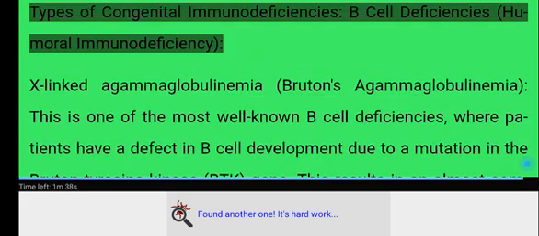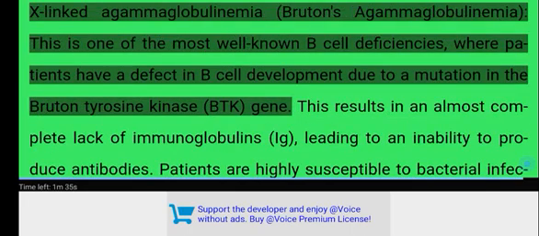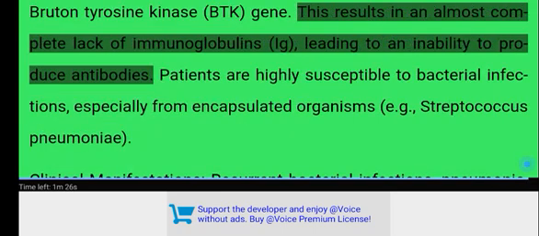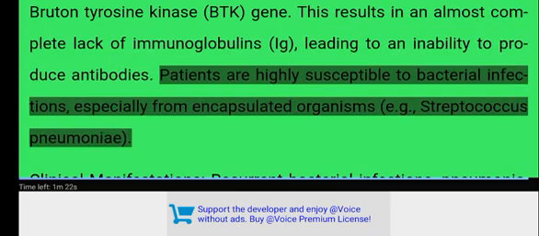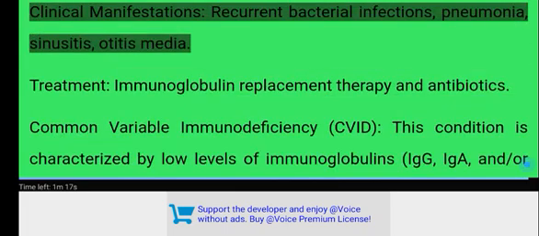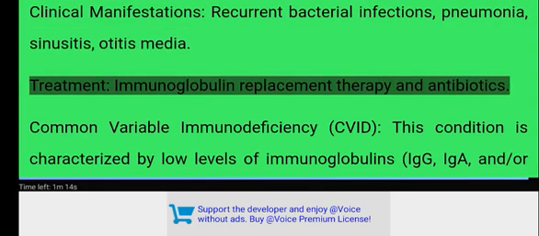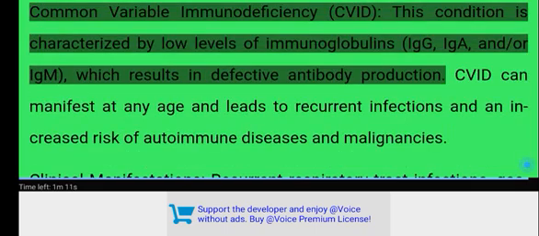Types of congenital immunodeficiencies: B cell deficiencies, humoral immunodeficiency. X-linked agammaglobulinemia, Bruton's agammaglobulinemia. This is one of the most well-known B cell deficiencies, where patients have a defect in B cell development due to a mutation in the Bruton tyrosine kinase (BTK) gene. This results in an almost complete lack of immunoglobulins (Ig), leading to an inability to produce antibodies. Patients are highly susceptible to bacterial infections, especially from encapsulated organisms, e.g., Streptococcus pneumoniae. Clinical manifestations: recurrent bacterial infections, pneumonia, sinusitis, otitis media. Treatment: immunoglobulin replacement therapy and antibiotics.